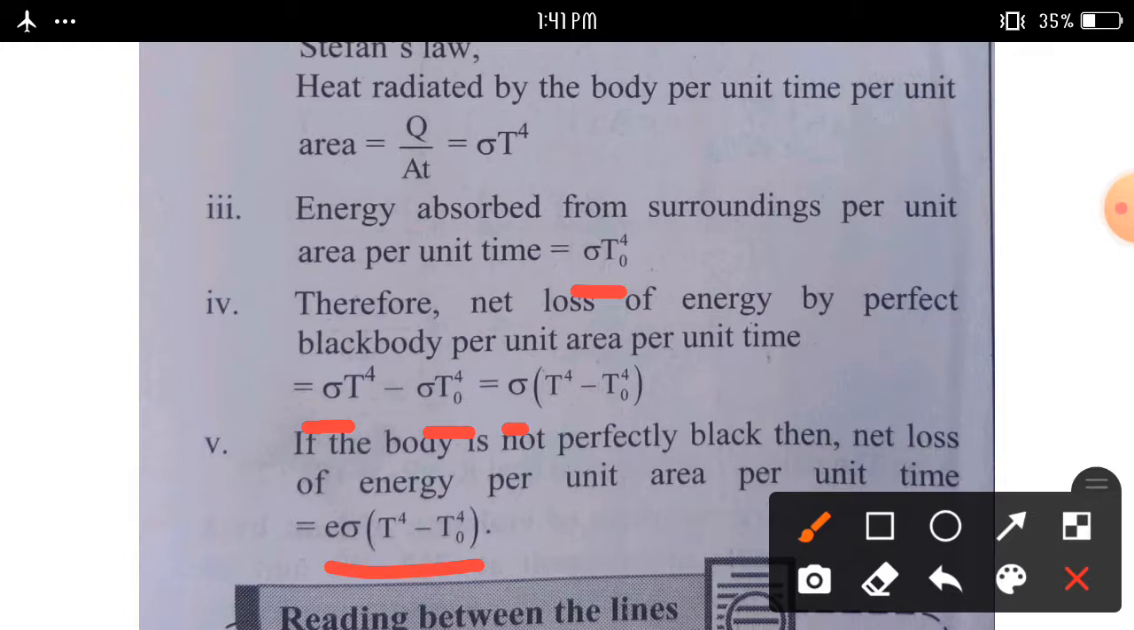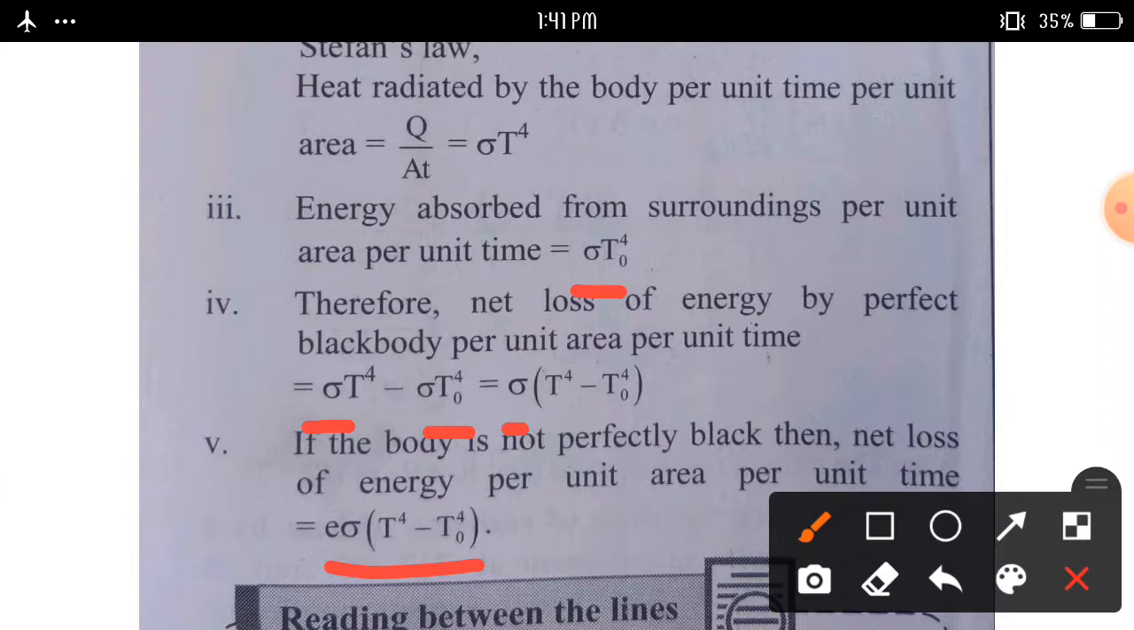Questions also on this topic: state the Stefan-Boltzmann law. Next, what is the value of the Stefan constant, and state its SI unit and dimension. And another one: how is the expression modified if the body is not black, or using Stefan's law obtain the expression for the rate of loss of heat by a black body in a cooler surrounding. How is the expression modified if the body is not black?